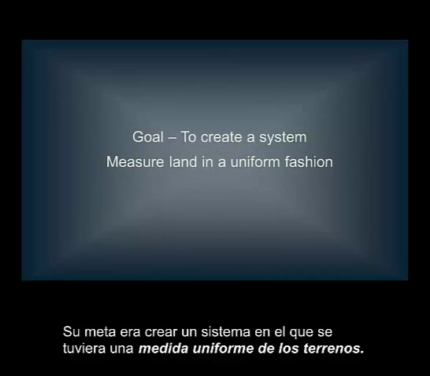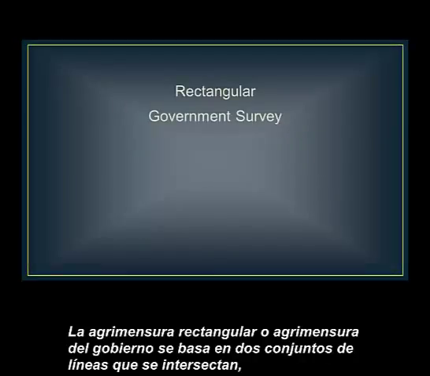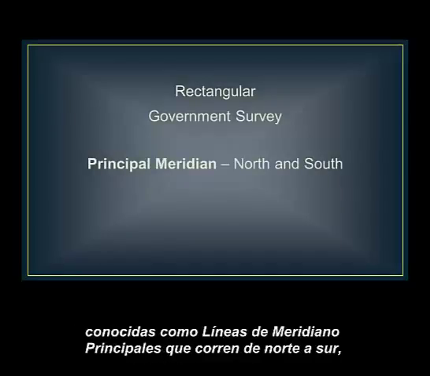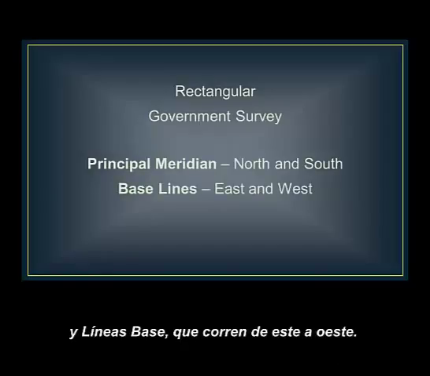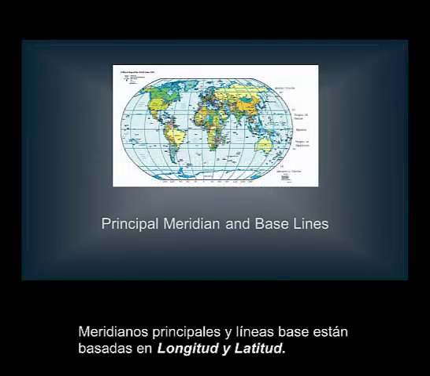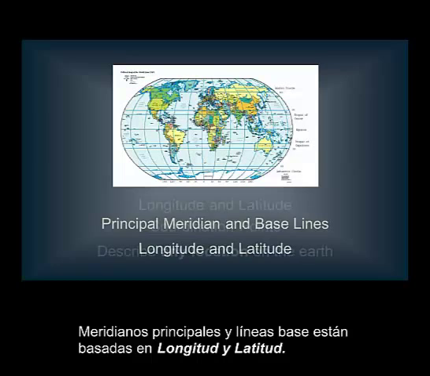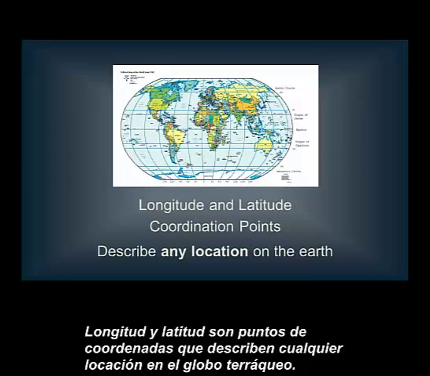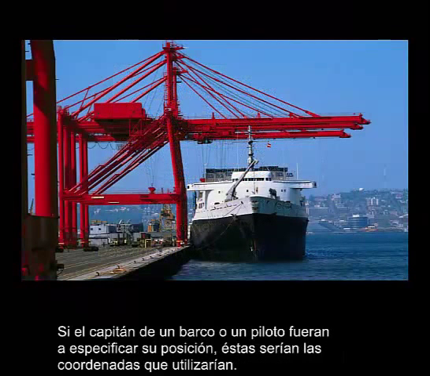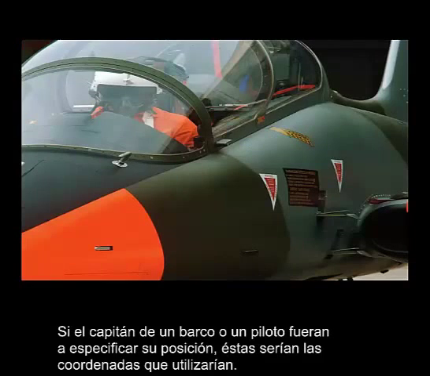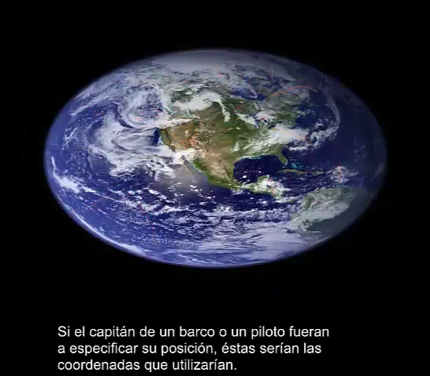Their goal was to create a system that would measure the land in a uniform fashion. The rectangular, or government survey, is based on two sets of intersecting lines known as principal meridian lines, which run north and south, and base lines, which run east and west. Principal meridian and base lines are based on longitude and latitude. Longitude and latitude are coordination points which describe any location on the Earth. If a captain of the ship or a pilot wants to specify their position, these are the coordinates they would use.